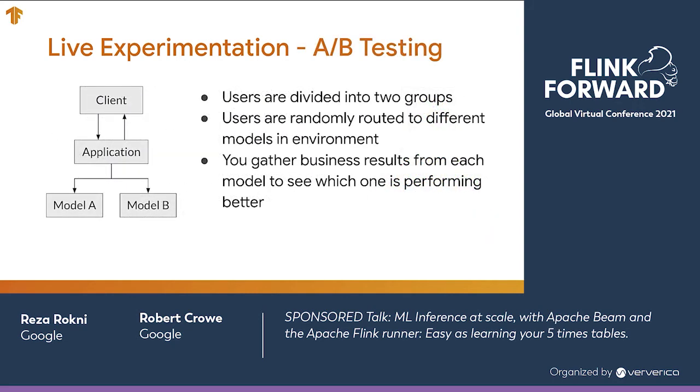One of the typical ways of doing this is A/B testing, where you'll train more than one model, and then users are divided into two groups in some way. There are a lot of different ways to do that. Then they're randomly routed to one of the two models, and you try to gather the business results from using each of those models. This becomes a pretty standard way of doing testing. There are other ways too.